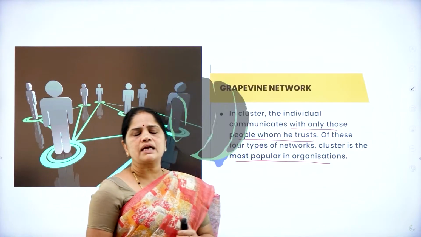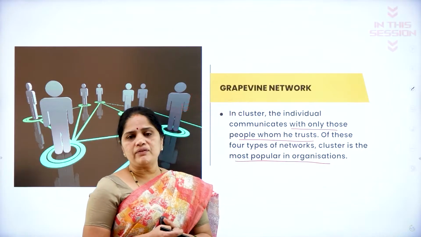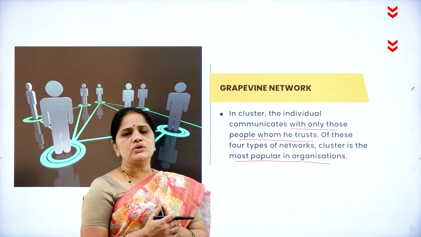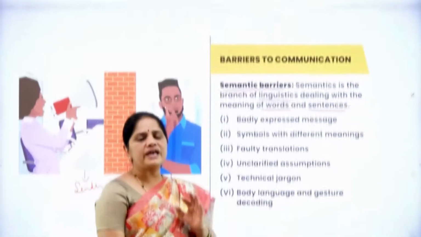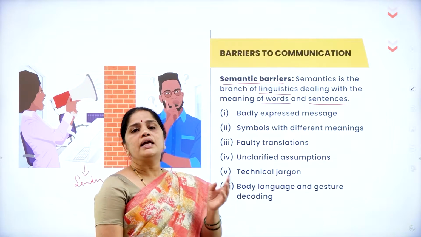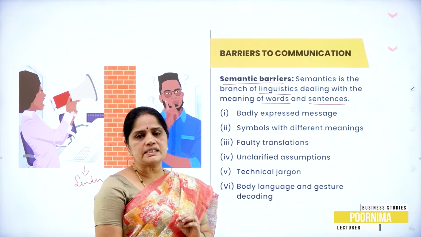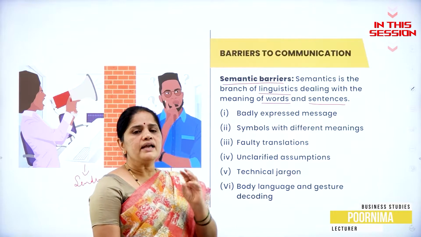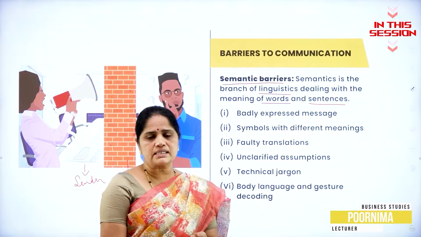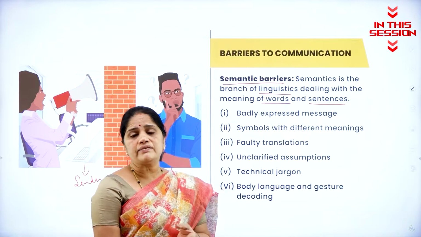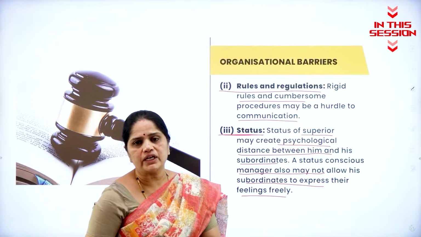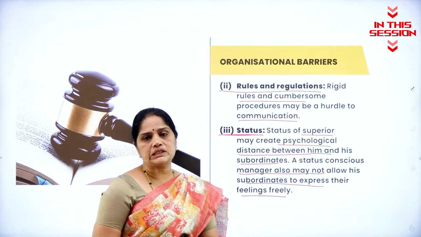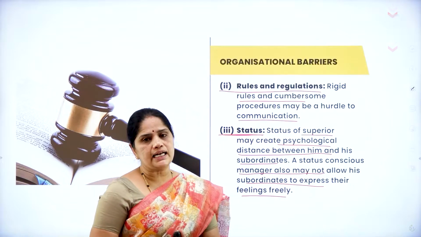In a clustered kind of a network, the individual will just give the news to only those trusted persons with whom he can trust the information. Whenever you have to communicate, it will be in the form of words and sentences, and if these words and sentences are understood by the receiver in a different way, we know that all job positions have their own status, they have their own authority and responsibility relationships.